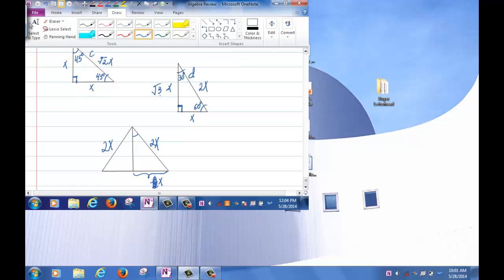Because by Pythagoras, what would be this side? Let's look at here, 2x and x. What is this side here? Let's say this side is a, right? So I know that a squared plus x squared would be 2x squared, right? Am I making sense? So what would be a squared? A squared would be 4x squared minus x squared, so that's 3x squared.